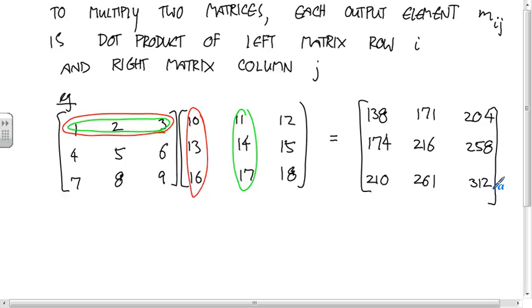And one thing that I would recommend when you're going through this is to practice entering these into your calculator. If you put this matrix in a variable called A, put this matrix in a variable called B, and then just on your screen type A times B, it'll give you this output matrix. So it'll do all these calculations for you.